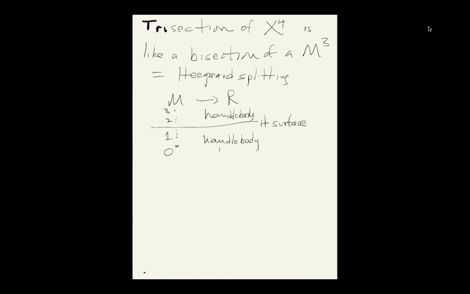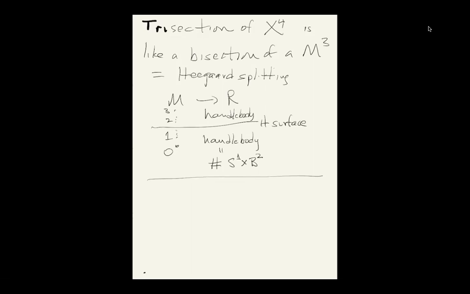And a handle body is just equal to a connect sum of S1 cross D2s, a connect sum of a bunch of those. In other words, you fill in the Heegaard surface with that. So that's what a Heegaard splitting is in dimension 3, and you could call it a bisection because it has two halves.